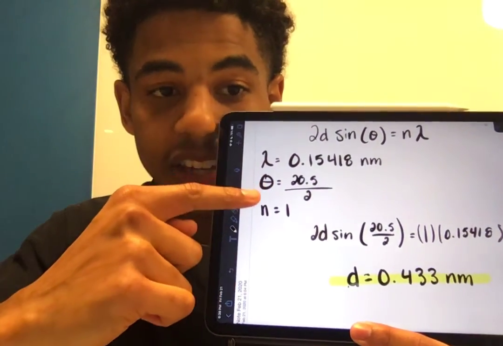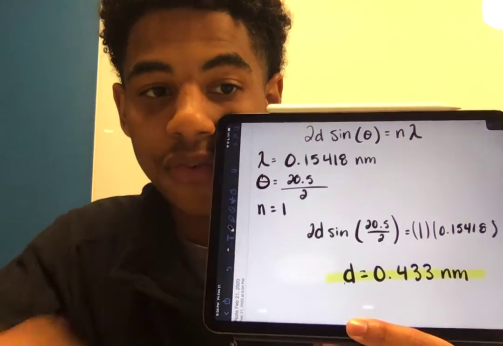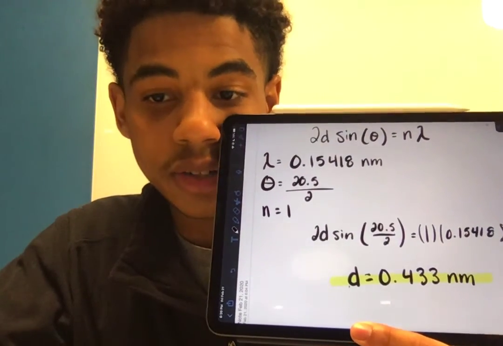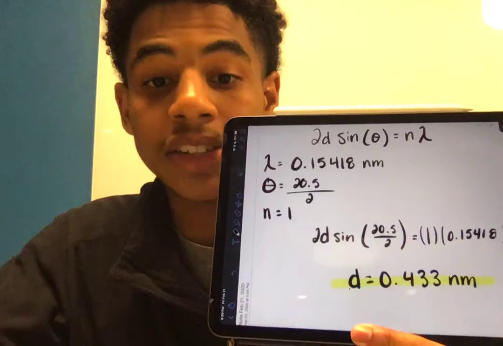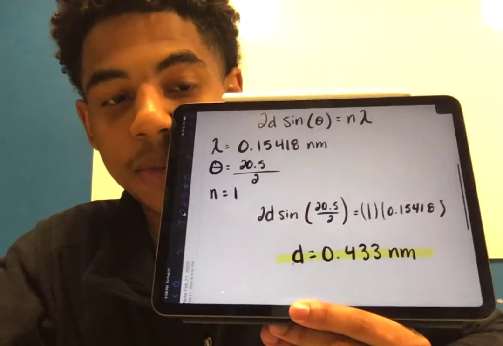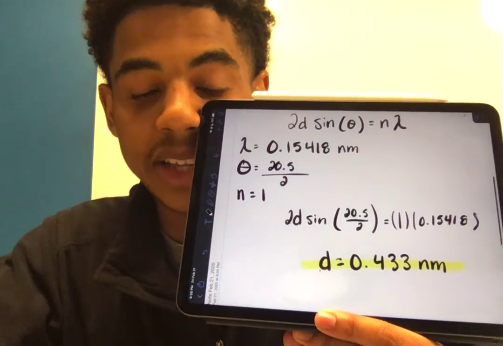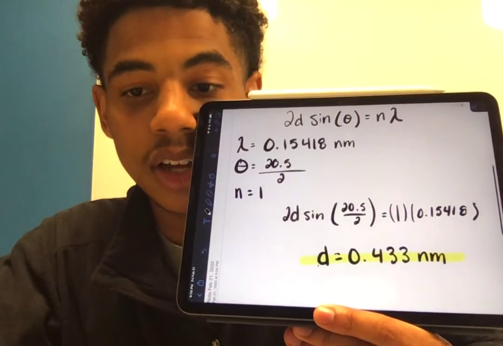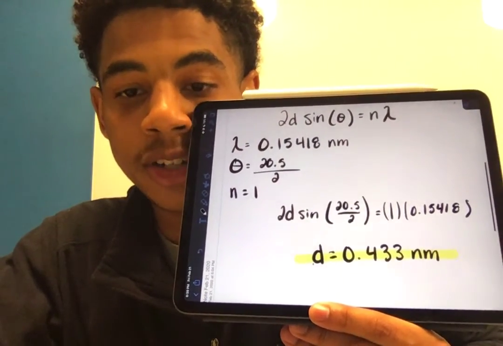The wavelength is given to us, and it's 0.15418 nanometers. And n is just an integer, and in this case, it is 1. So we combine all this to solve for d, and we get that d is 0.433 nanometers. So the D-spacing is 0.433 nanometers in the alum.